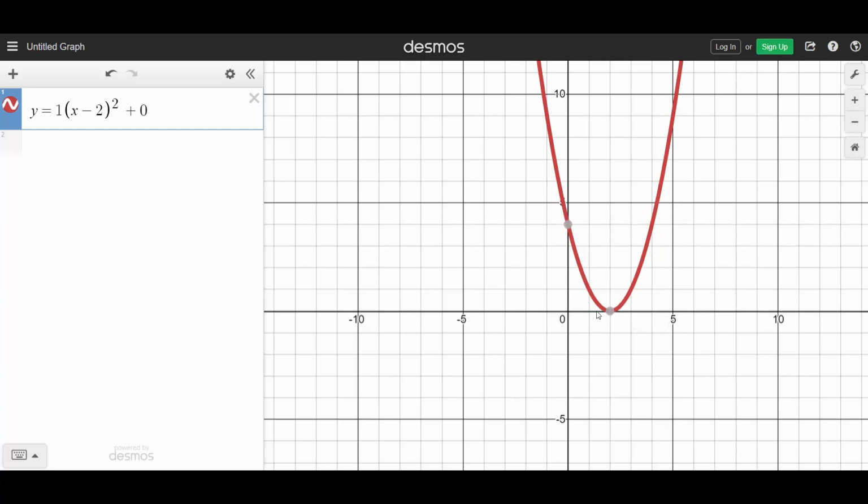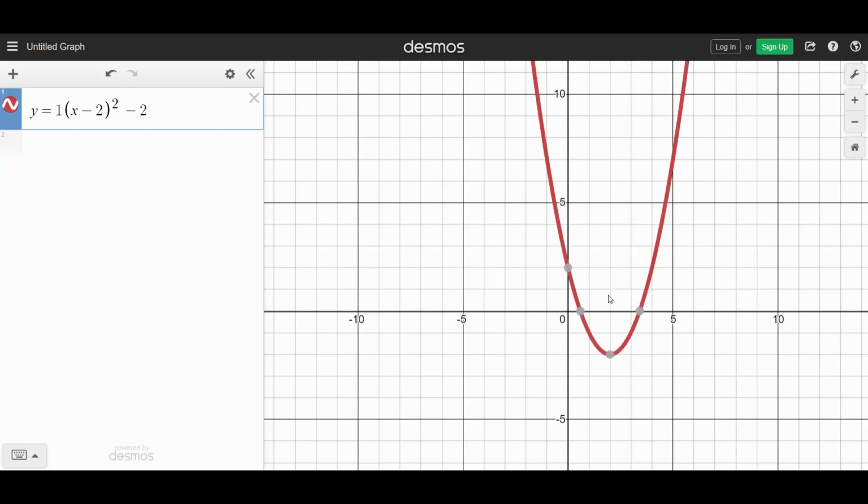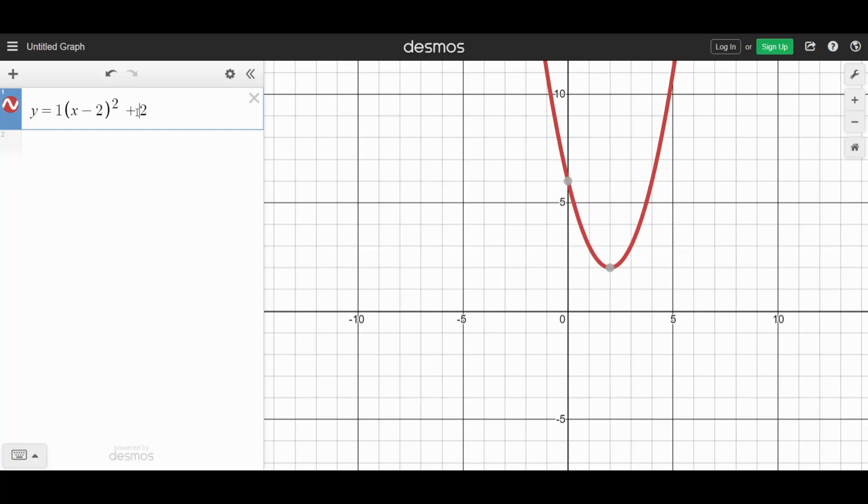So notice that the y value of the vertex changes to a 0. Okay. So if I wanted to go down, instead of doing plus a number, I would do minus a number. So like -2 would move it down 2 units. And if I change this to a +2, it moves it up 2 units.